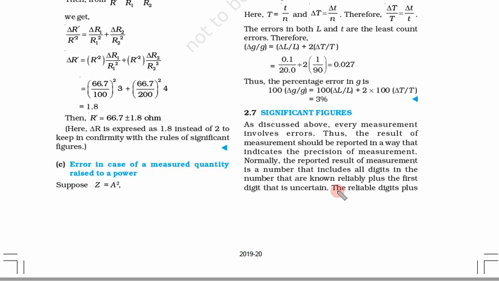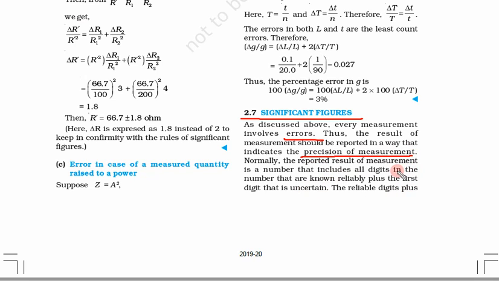So we have started our discussion on significant figures. Let us learn what significant figures are and how to use them. We know that every measurement has some errors, and the result of that measurement should report that error by showing the precision of the measurement.